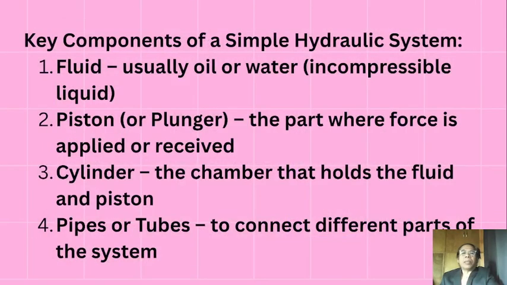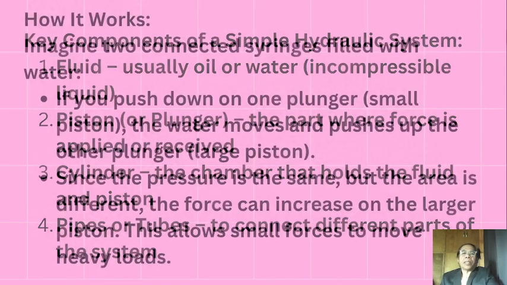And the key components of a simple hydraulic system. 1. Fluid, usually oil or water, an incompressible liquid. 2. Piston or plunger, the part where force is applied or received. 3. Cylinder, the chamber that holds the fluid and the piston. Number 4, pipes or tubes to connect different parts of the system.